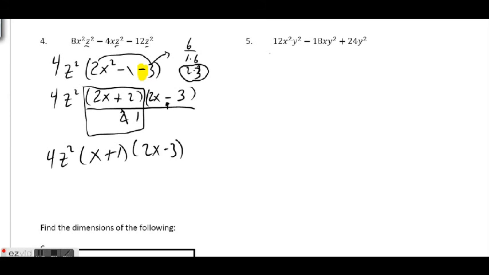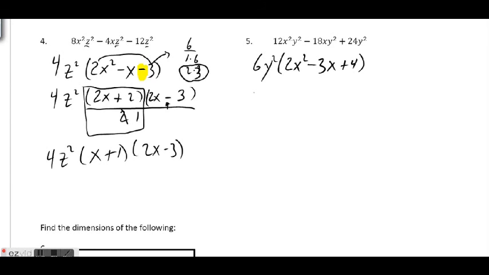Alright, number 5. They are all multiples of 6. So I could factor out the 6. And again, this one, they all have a y squared. So I'm going to factor out the y squared. What am I left with? 2x squared minus 3x plus 4.